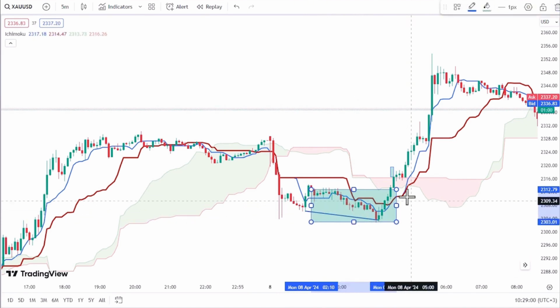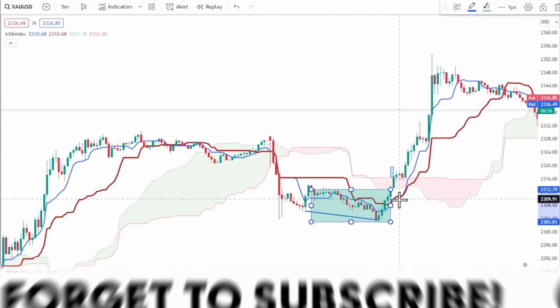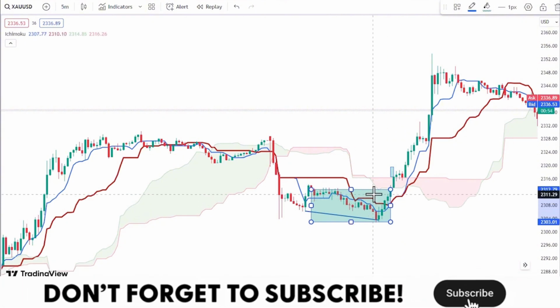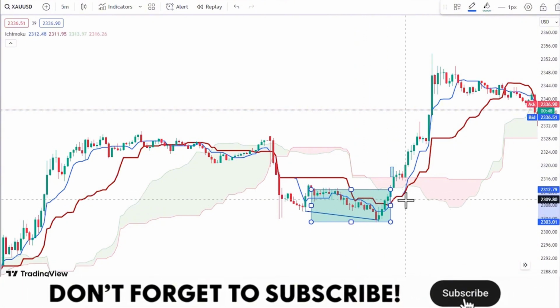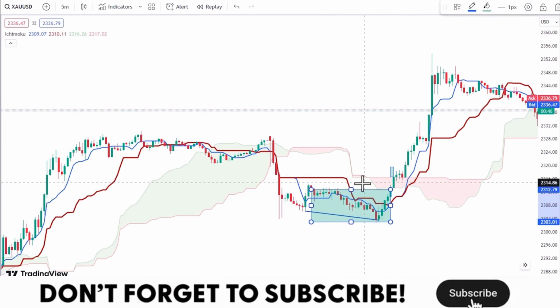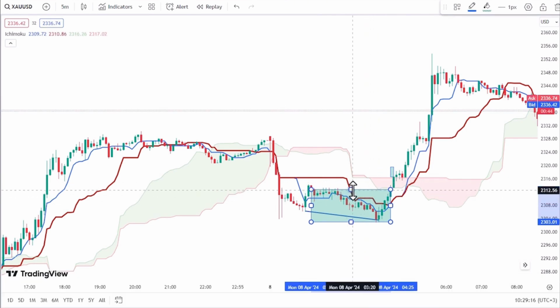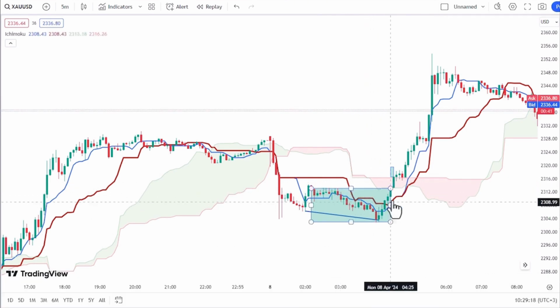When we have a cross on the Tenkan-sen and Kijun-sen together, we can use this cloud, when we use this rectangle that we have drawn. When this rectangle is broken upwards, now let me make this a bit clearer. When this rectangle is broken upwards, we can enter a position as well.